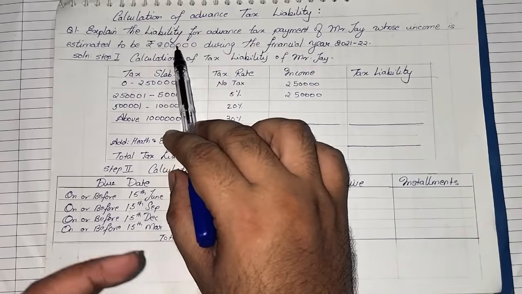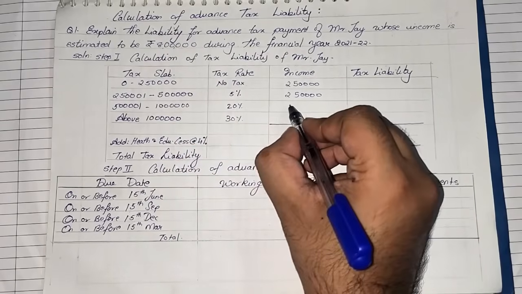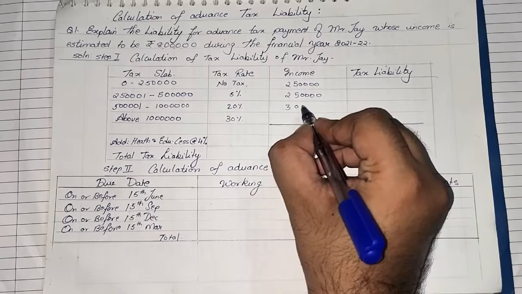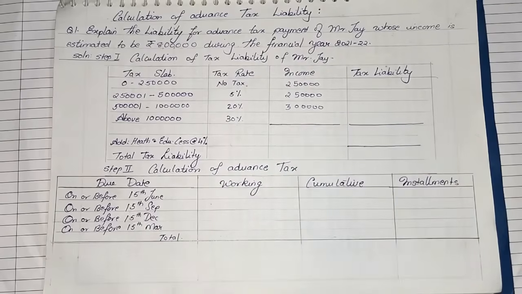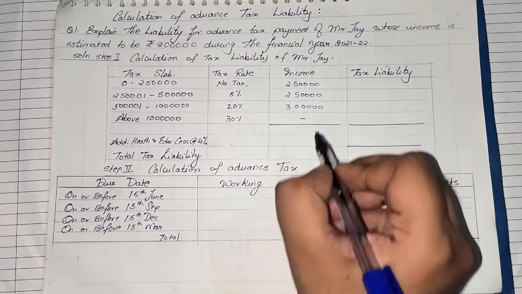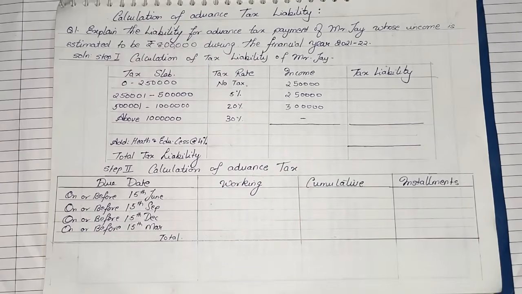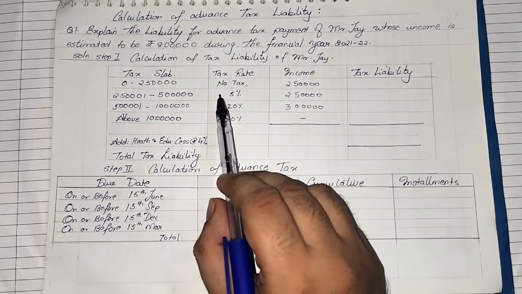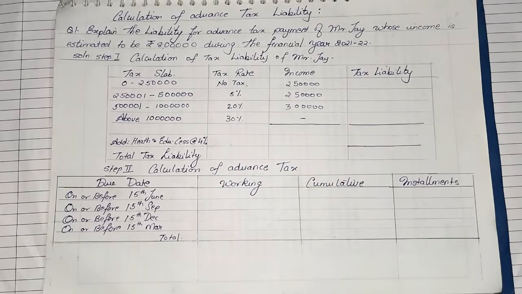So we have 2,50,000 plus 2,50,000, that's a total of 5 lakhs. Our total estimated income was 8 lakhs, so another 3 lakhs are pending, and that will come in the next slab. So 5 plus 3, 8 lakhs. There's nothing beyond 10 lakhs. First step, we broke the income into the specific slabs. Now multiply with the rate and get the total tax liability.